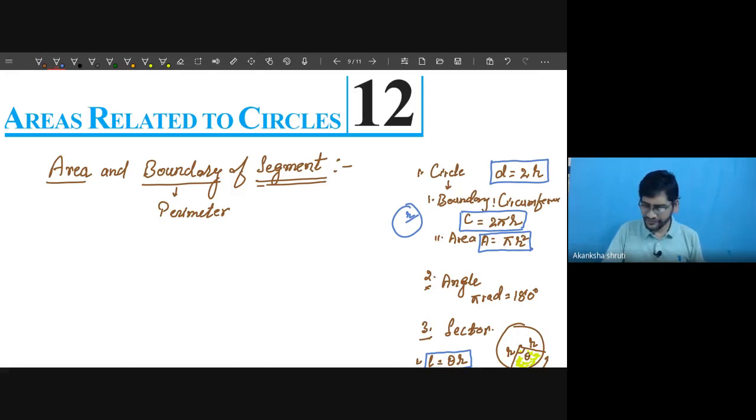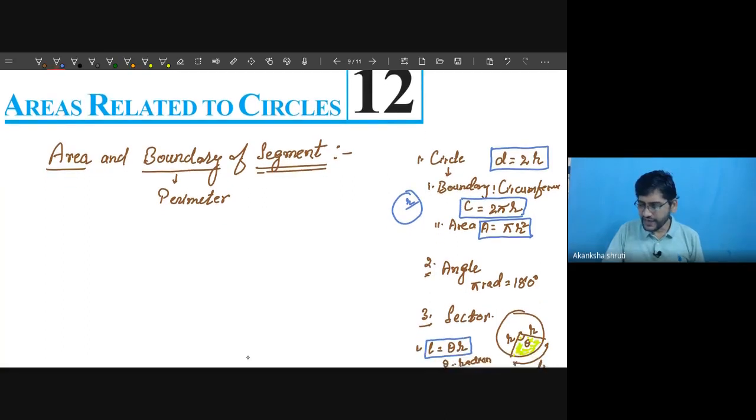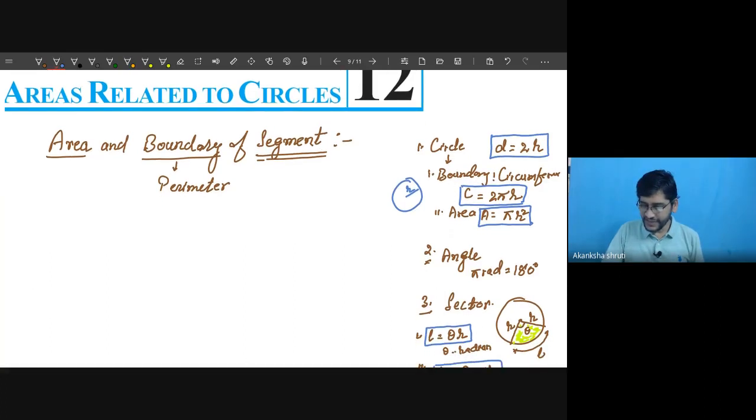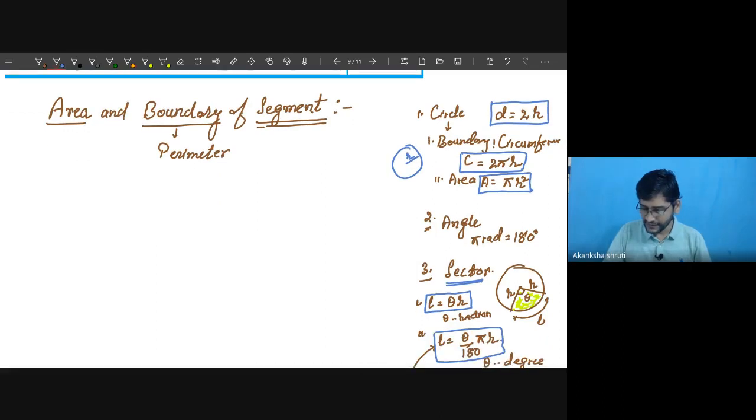If we consider a region bounded by two radius and one of the arc, then that region is called the sector. And for this sector, the arc length can be calculated. The arc length is given by theta into r, which is most popular in physics. But the important thing here is that theta must be in radian and not in degree. If theta is in degree, the formula gets modified like this: arc length L is equal to theta by 180 into pi r.